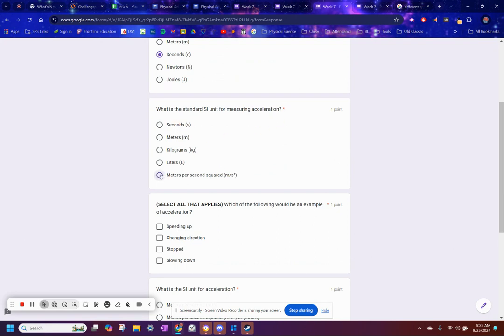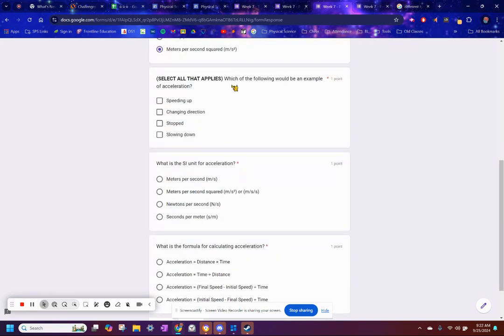Okay. What is the standard unit for acceleration? We just talked about that. It's meters per second squared, or meters per second second. Select all that apply. Which of the following are examples of acceleration? Well, when you speed up, slow down, or change direction, you're accelerating. You can't be accelerating if you're stopped, so not stopped.